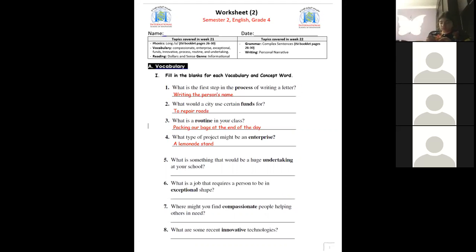What is something that would be a huge undertaking at your school? Give me an example of something that would be a huge undertaking. Pay attention. A huge undertaking, we mean like a job you have to do, a task you have to do, okay? But it's very big and it could be tiring. So, what would be a huge undertaking at your school? A task that you have to do at school?